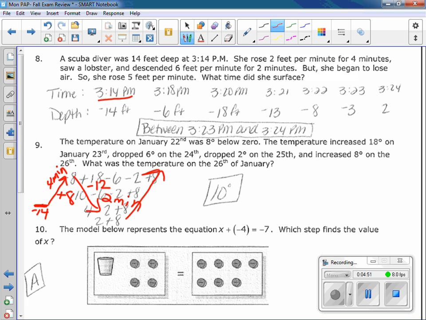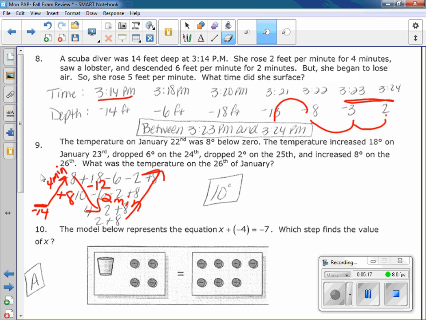So after a minute, we're going up 5. After another minute, we're going up 5. After another minute, we're going up 5. And then our last minute, we're going up 5, but we've already hit the surface. We've already been above the surface for a few seconds. So at some point between these 2 times is when we hit the surface. And you didn't have to be exact on that. You just said between those 2 times. Does that make sense? Okay.